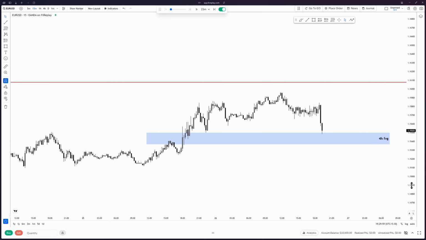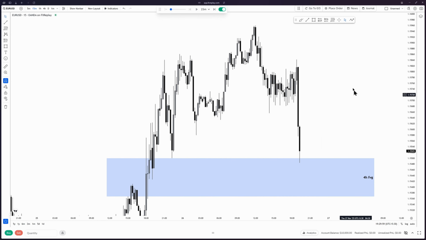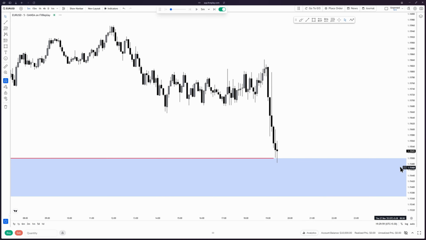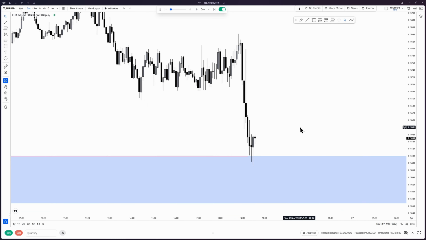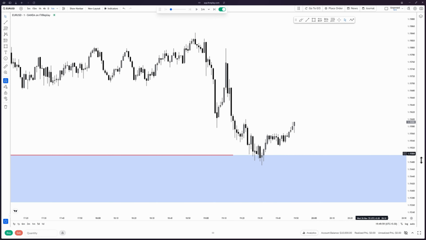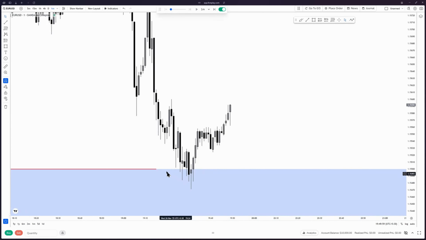Now let's shift down to the 15-minute time frame. Here, we can see a sell-side liquidity sweep inside our 4-hour fair value gap, which perfectly aligns with our higher time frame bias. Now let's shift down to the 5-minute time frame to look for the characteristics of our model. Now let's drop down to 1-minute time frame and look for our entry model.